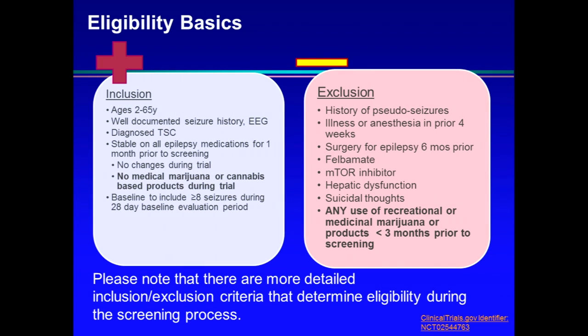The inclusion criteria will be a pretty broad age range, and I was really excited about that. That will include not only children, but also adults. Well-documented seizure history, diagnosed with TSC, stable on all medications, because when you go into a trial, you want to see what your study drug is able to do. No changes during the trial. No medical marijuana or cannabis-based products during the trial, so that makes sense. And then baseline to include greater than 8 seizures during a baseline period.